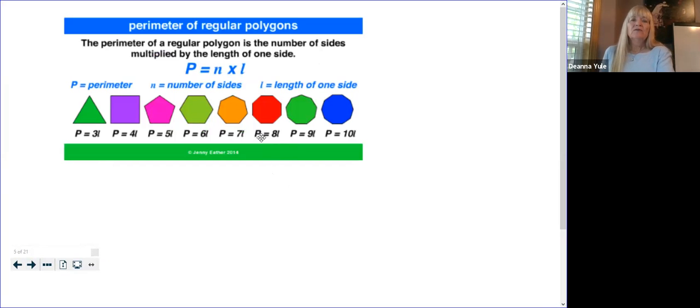I can also figure out perimeters of regular polygons. A polygon is a closed figure. Regular means all of the sides are the same length. So if I have 3 sides, I multiply the side length times 3, and so on down the line. If I have 7 sides, I multiply it by 7.